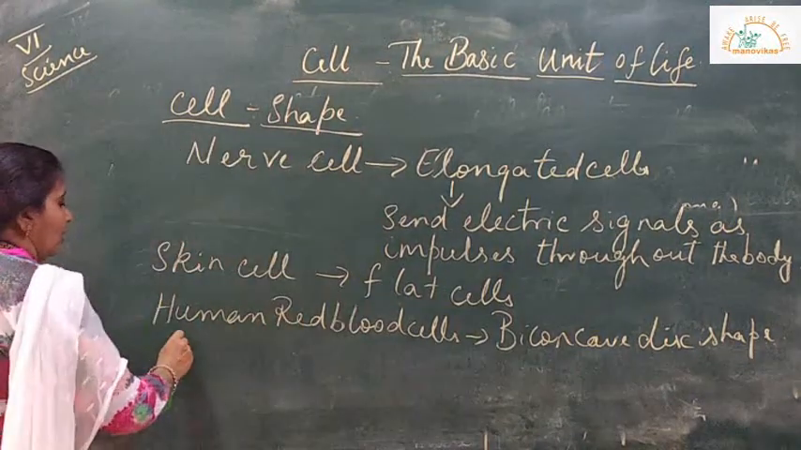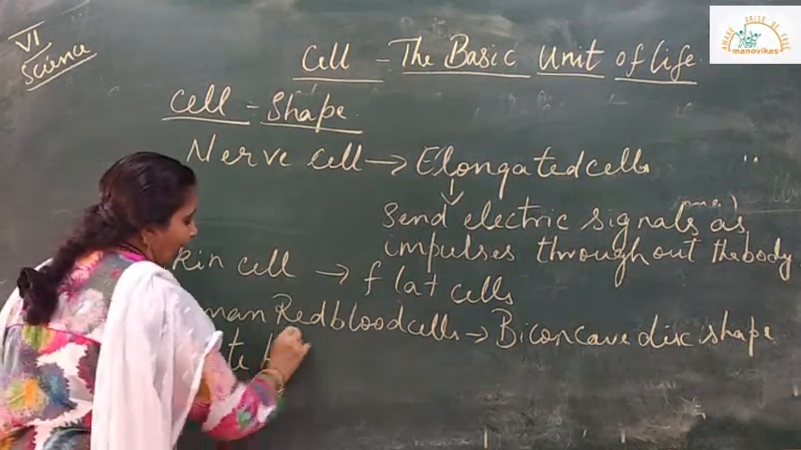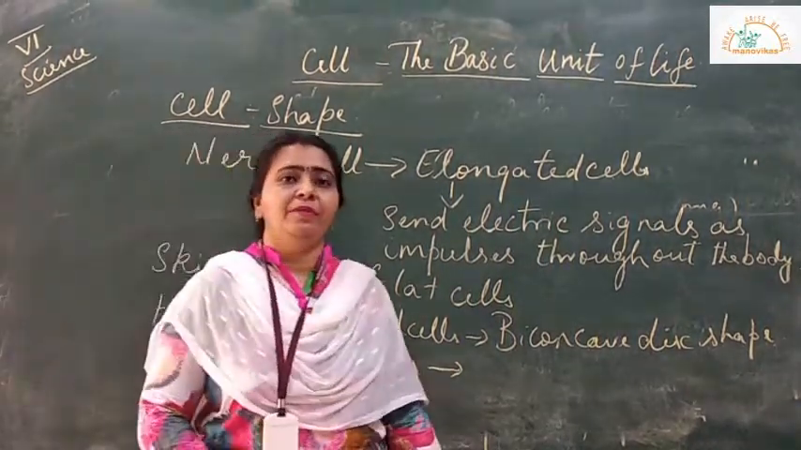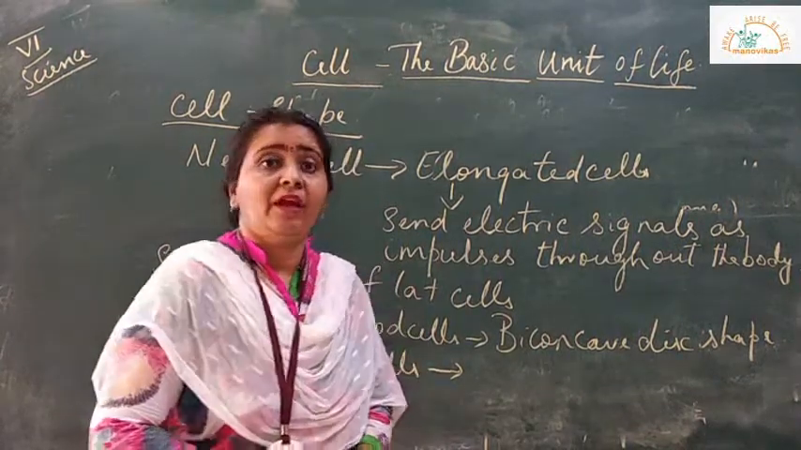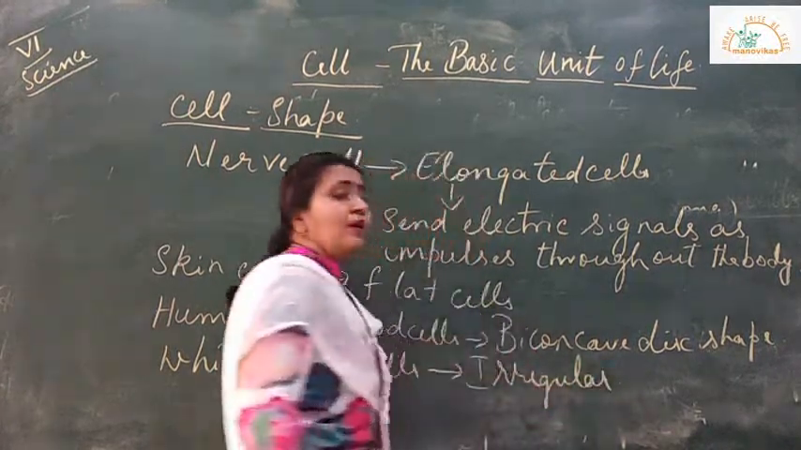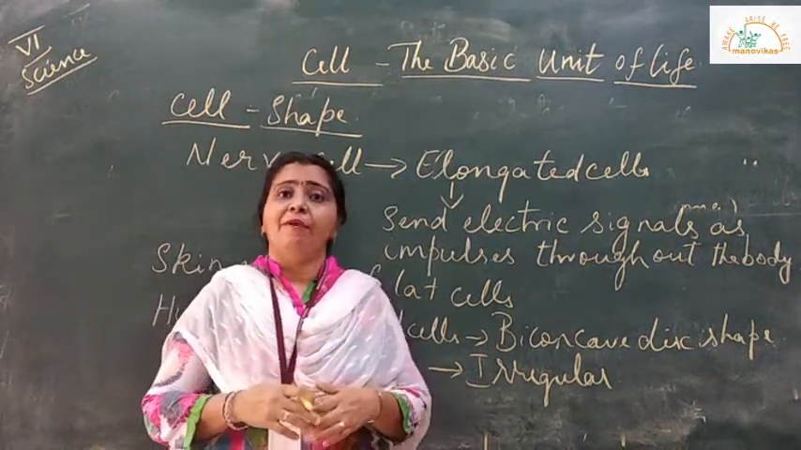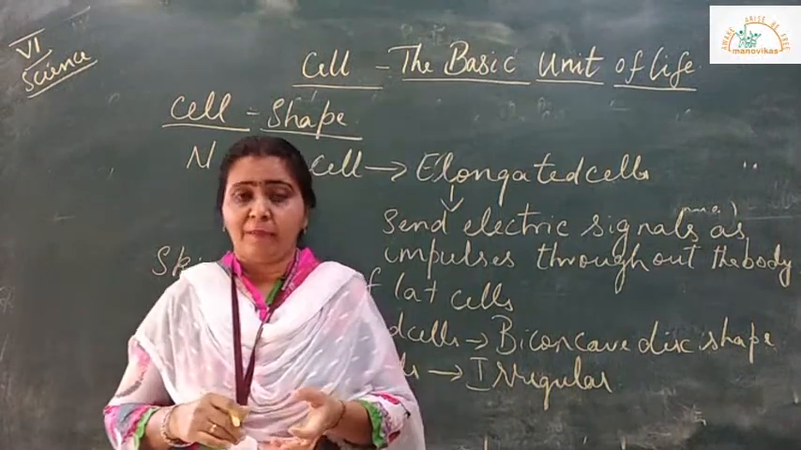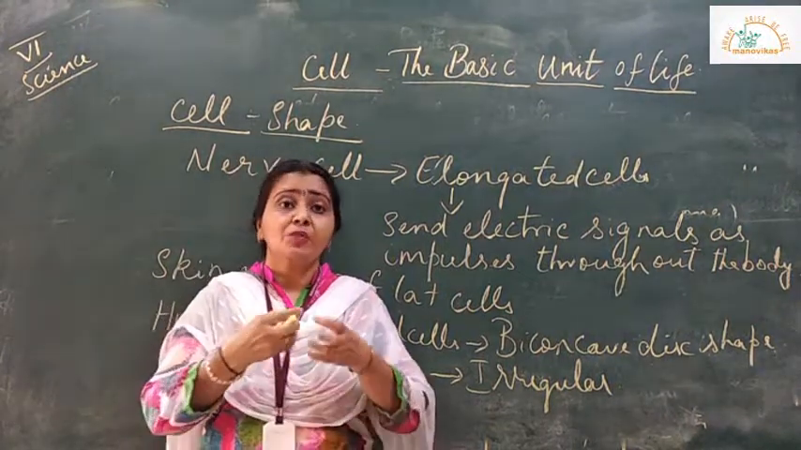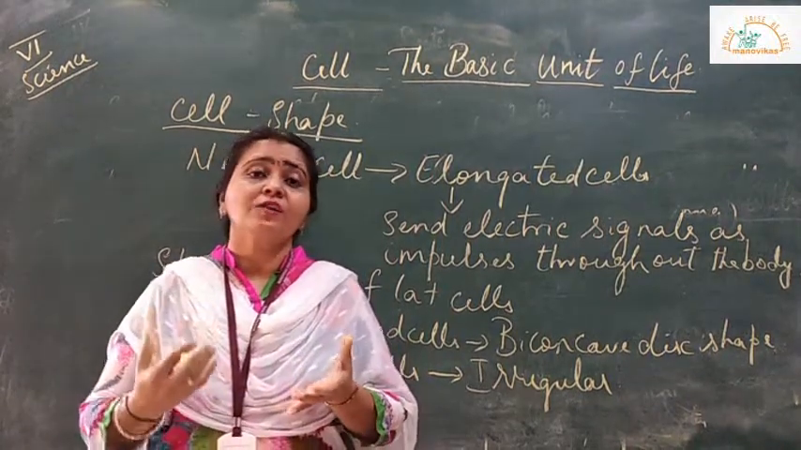And next are the white blood cells. We have seen red blood cells, now white blood cells. White blood cells are irregular in shape. They don't have a particular shape. That is why they can squeeze out through the blood capillaries to fight against infection causing germs. Understood? They can squeeze out through the blood capillaries and fight against infection causing germs.